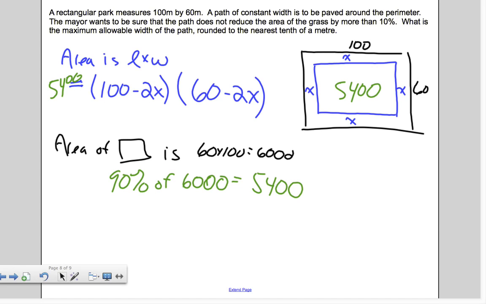So same idea, you go off and solve for x now. You expand it, bring the 5,400 over to the other side so it's 0, and then find the value of x with the quadratic formula. You might want to try to factor or complete the square, but since we want the value of x, the quadratic formula is going to work.